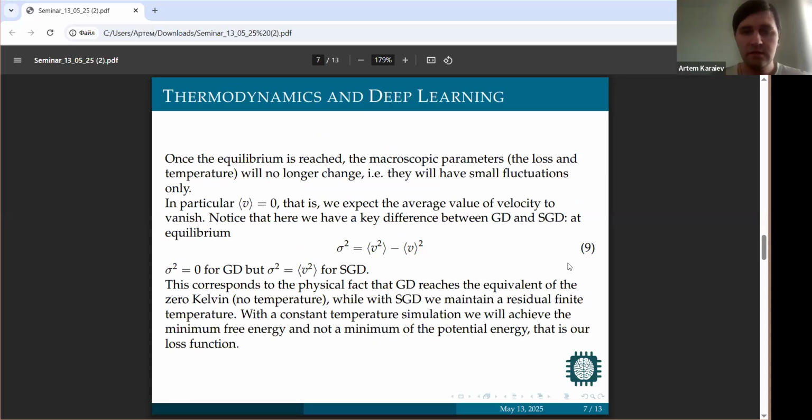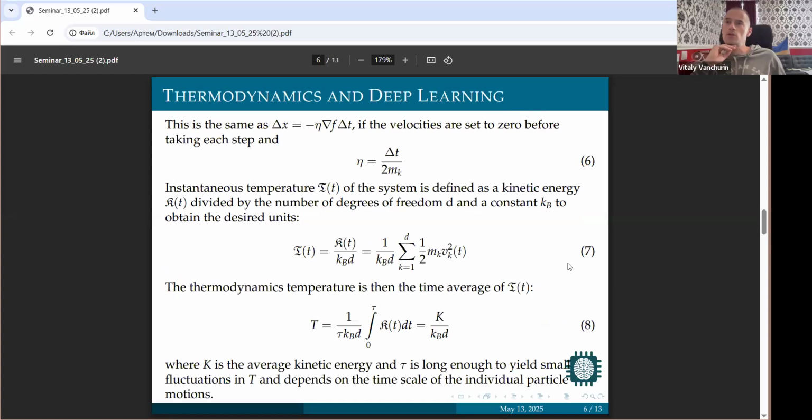And after this, the authors describe the equilibrium. It's like a one-dimensional particle. Are you saying that they're talking about a one-dimensional particle? Each trainable parameter is one particle. Yes, they use this terminology.